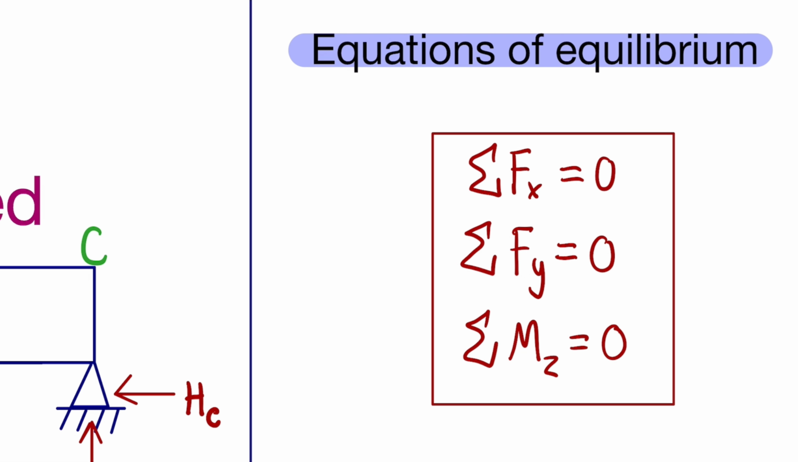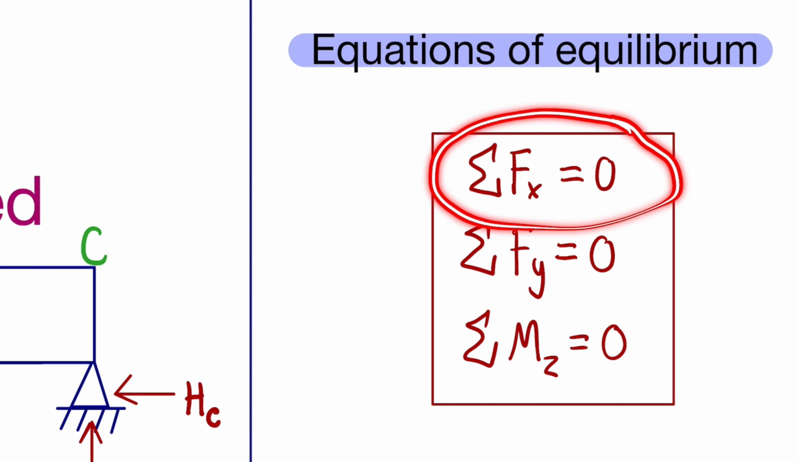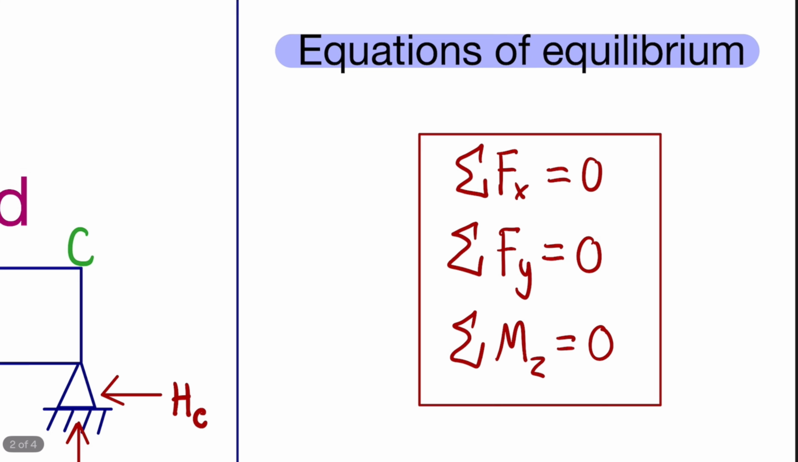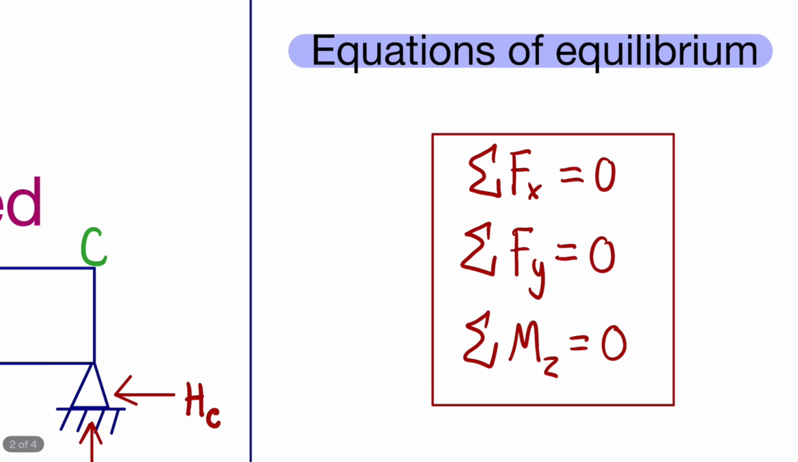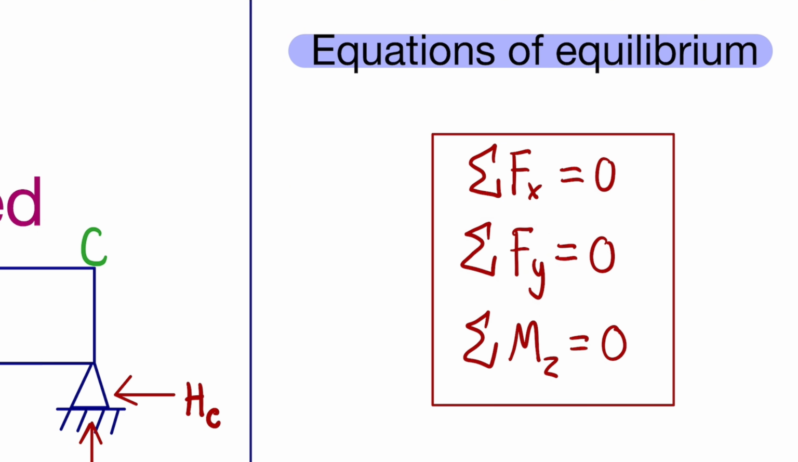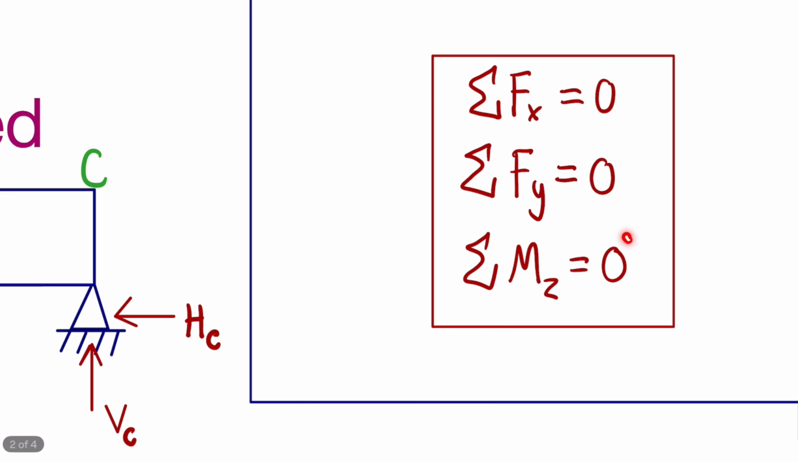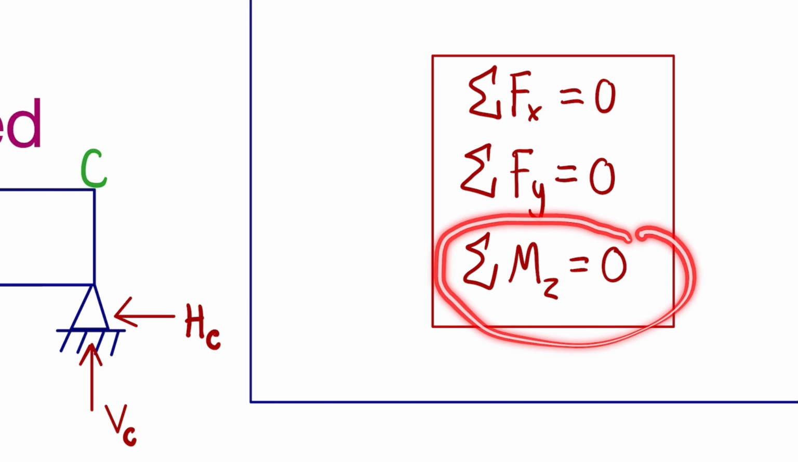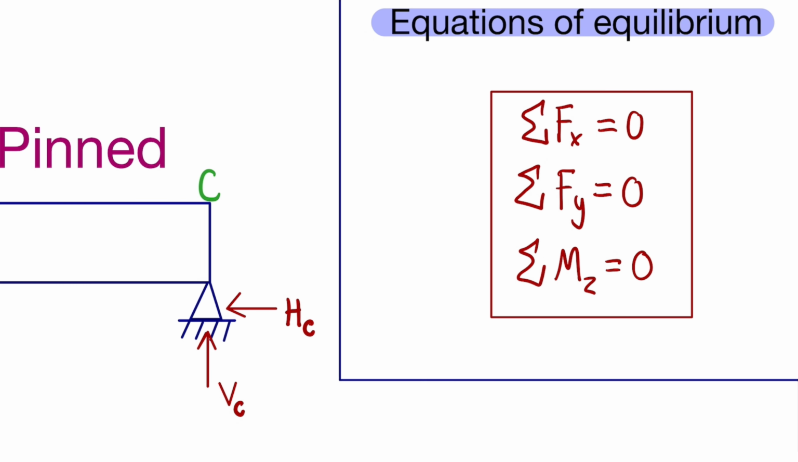The first one is that if you sum the forces in the x direction, or the horizontal direction, then all the forces should equal 0. The second one is if you sum the forces in the y direction, or the vertical direction, the sum of the forces must be equal to 0 as well. And lastly, if you sum the moments at a specific point, then it should also equal 0.